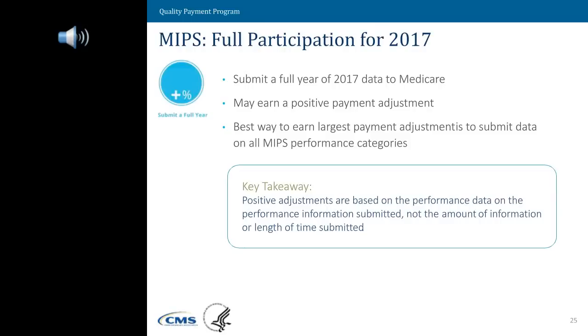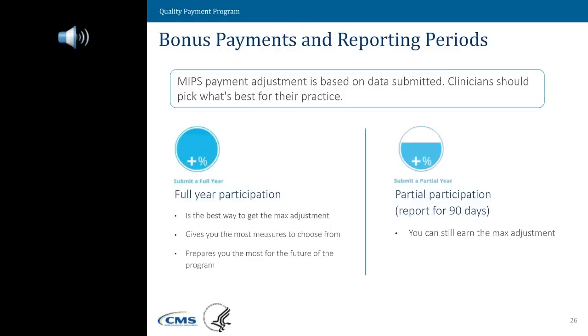So the full participation option. The full participation option is if you want to participate in as full a manner as you can. What this could look like is you could participate for a full year. It could be that you participate in all the performance categories. It could also mean that you don't necessarily participate in all the performance categories for a full year. And I know this can get a little confusing. So let's go to slide 26, and I can talk through this in more detail, the difference between the full year option and the partial option.